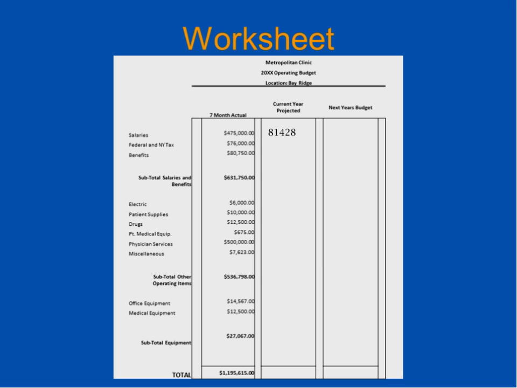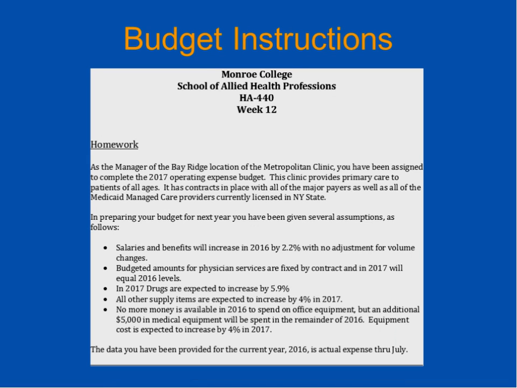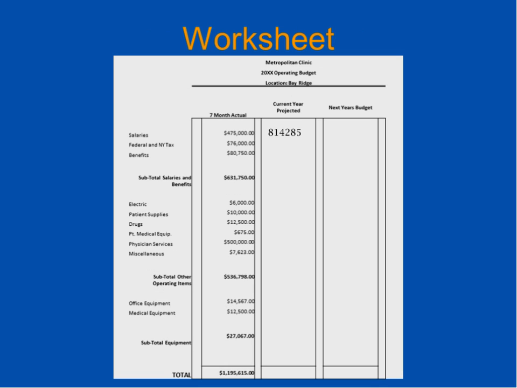Now, if we look at the instructions, they tell us that salaries and benefits will increase in 2016 by 2.2%, with no adjustment for volume changes. So if you go back to our number, 814,285, we multiply that number, we increase it by 2.2%.